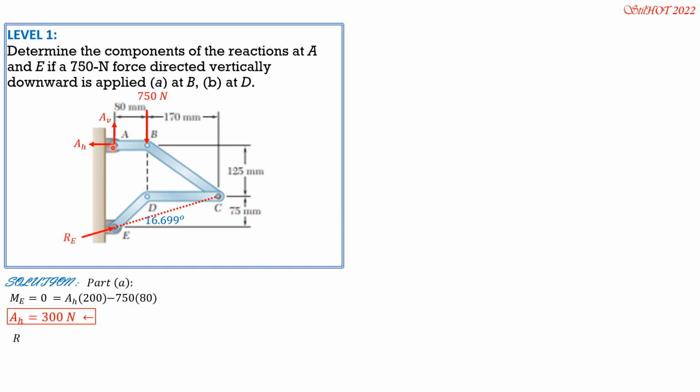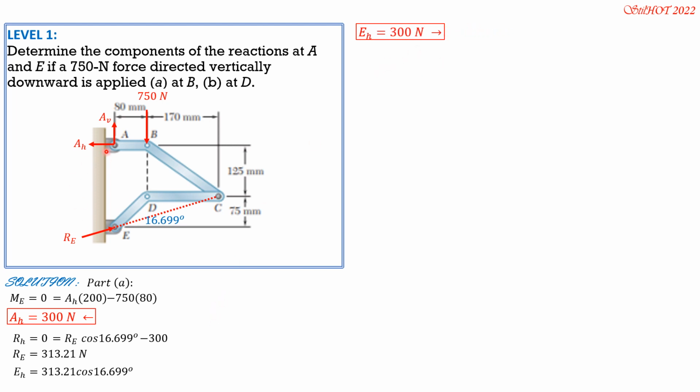We set moment at A equal to 0, or sum of horizontal forces equal to 0, to solve for RE. So RE cosine of 16.699 degrees minus EH, which is 300. So RE can now be solved: 300 over cosine 16.699 degrees, 312.21 newtons. So therefore, E horizontal is RE cosine of 16.699, the horizontal component of RE, and it is rightward. So E sub H is equal to 300 newtons rightward.